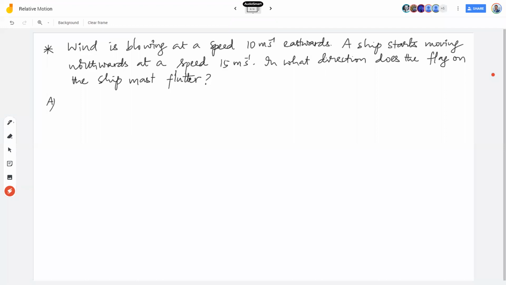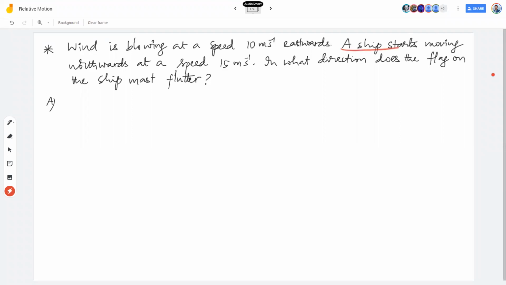There is only wind and it is blowing at a speed of 10 meters per second eastwards. The flag will also flutter eastwards only, with a speed of 10 meters per second. So wind is kind of an enabler. In whatever direction the wind blows, in the same direction it will make the flag flutter. Okay, flag fly. So that's one thing.